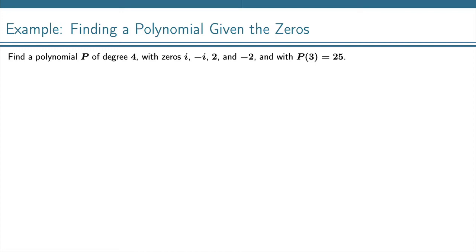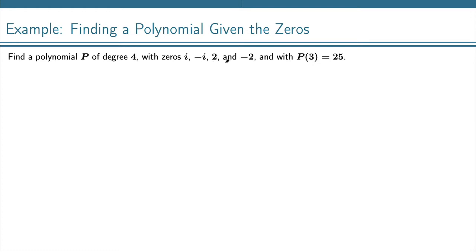Find a polynomial p of degree 4 with zeros i, negative i, 2, and negative 2, and with p of 3 equals 25. You'll notice here we've got some zeros that are not real. We have i and negative i, the square roots of negative 1. And that doesn't really change how we would approach this type of problem.